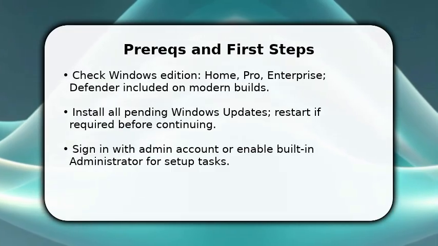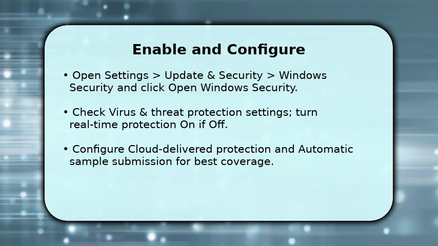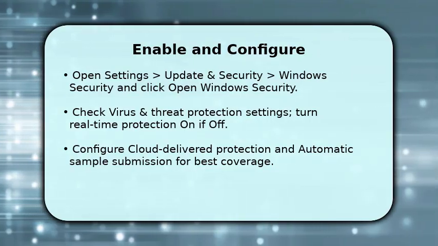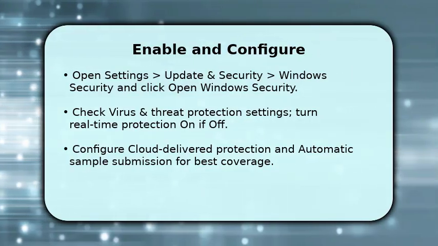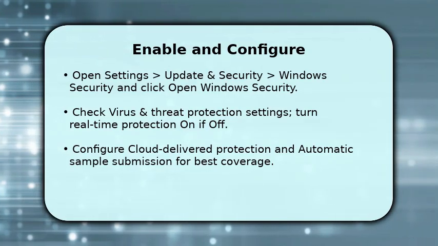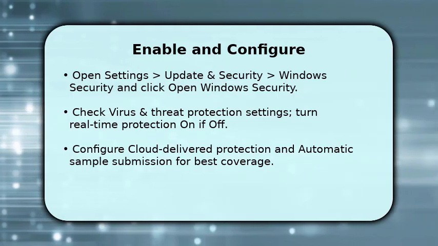Now you enable and configure Windows Defender so it actively protects you. Open Settings, go to Update and Security, and select Windows Security, then open Windows Security to access the dashboard. From there, visit Virus and Threat Protection and enable real-time protection if it's off.